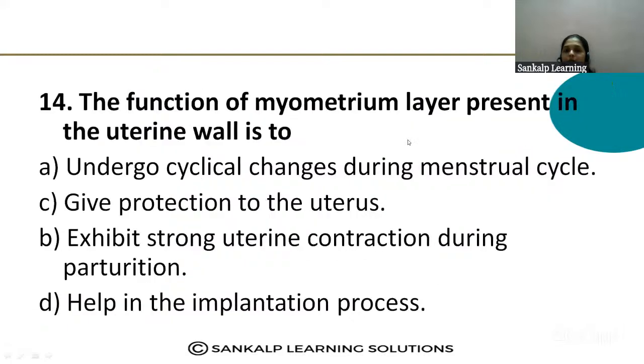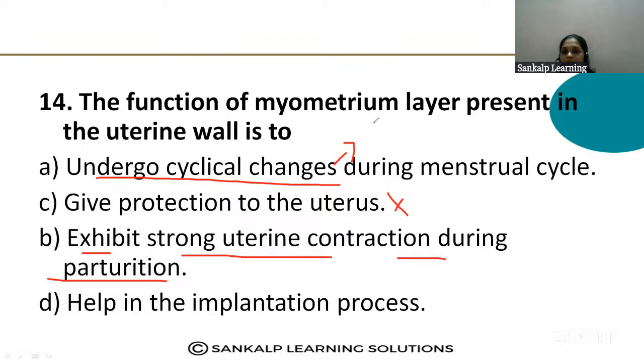The function of the myometrium layer present in the uterine wall is? What is the function of the myometrium? Here, the myometrium exhibits strong uterine contraction during the parturition. It does not give protection for the uterus. Cyclical changes undergo in the endometrium, and helping in the implantation is also the endometrium, but the myometrium causes the uterine contraction during the parturition.